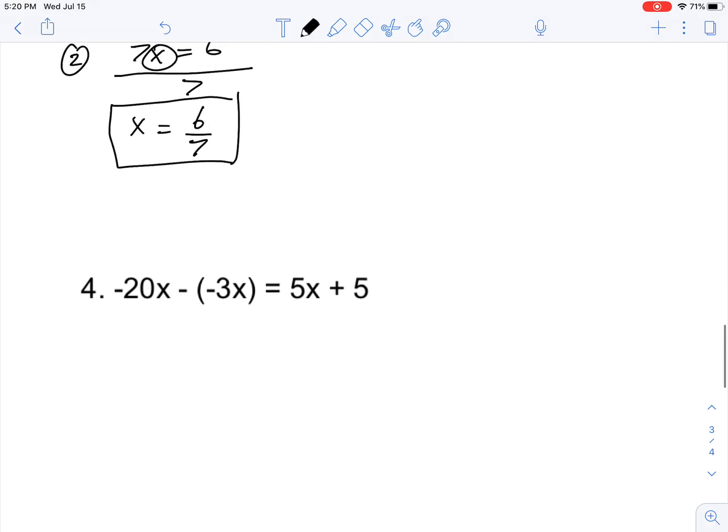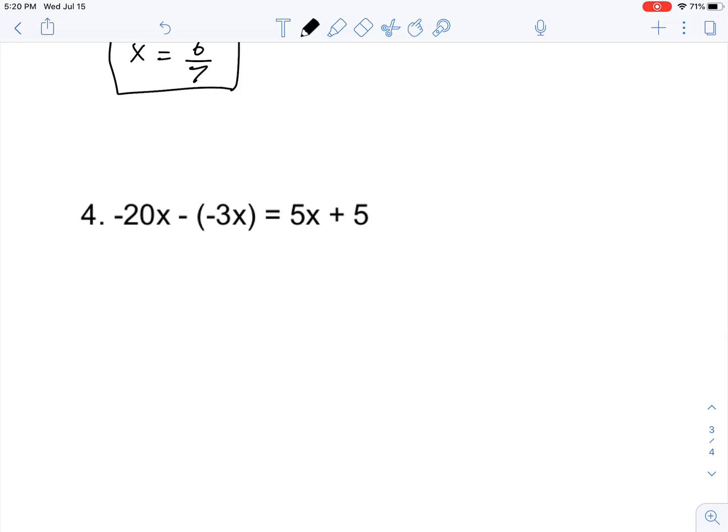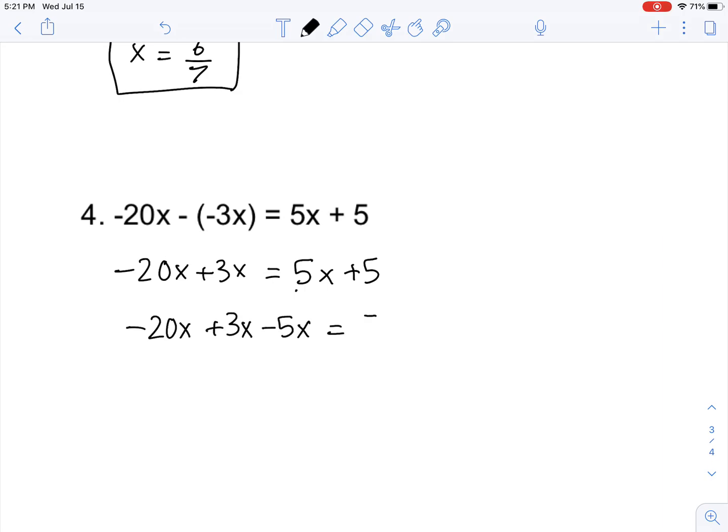Moving on. Now, you have negative 20x minus negative 3x. So what we can do is we can simplify it. Negative 20x plus 3x is equal to 5x plus 5. Now we want all the x's on one side, so what we can do is we can subtract 5x from here and move it over here. Negative 20x plus 3x minus 5x is equal to 5.